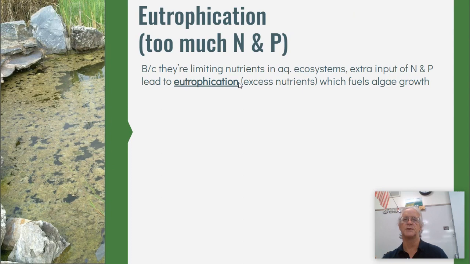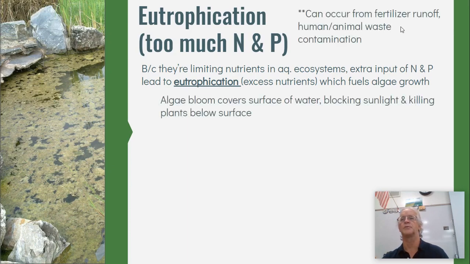Eutrophication: too much nitrogen and phosphate. Because they're limiting nutrients in ecosystems, extra input of nitrogen and phosphorus leads to eutrophication, which means true feeding, excess nutrients, which fuels algae growth. This can occur from fertilizer runoff or animal or human waste contamination. An algae bloom covers the surface of the water, blocking out sunlight and killing the plants below. Sunlight can't get through this.